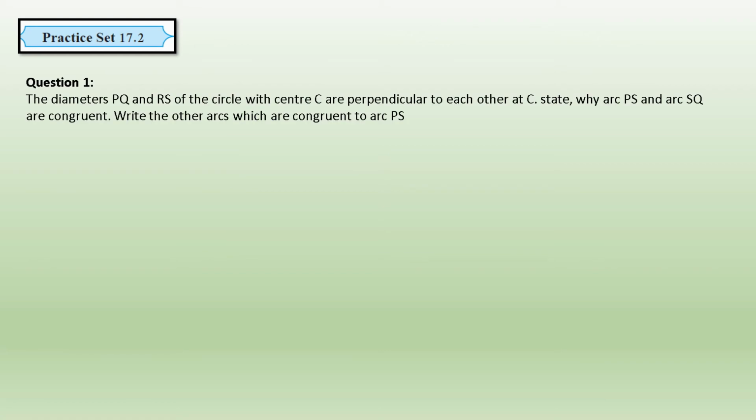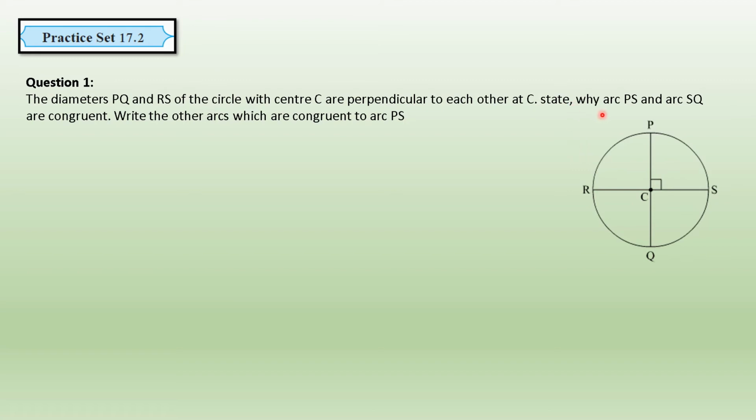Now let us start with practice set 17.2. First question says, the diameters PQ and RS of the circle with center C are perpendicular to each other. So if you see the figure, PQ and RS are diameters of the circle and they are perpendicular to each other. That is, they meet at point C. So they form a right angle.